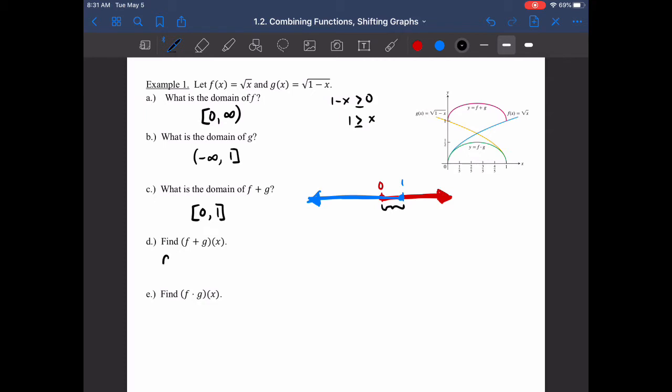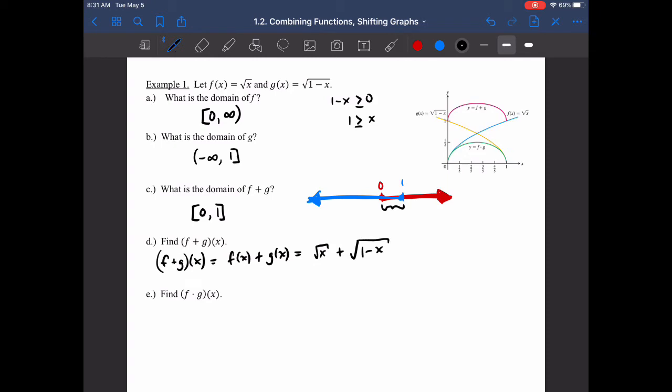Well, remember, f plus g of x is f of x plus g of x, and so that's simply going to be square root of x plus square root of 1 minus x, and that's pretty much all we can do with that. That's it right there.